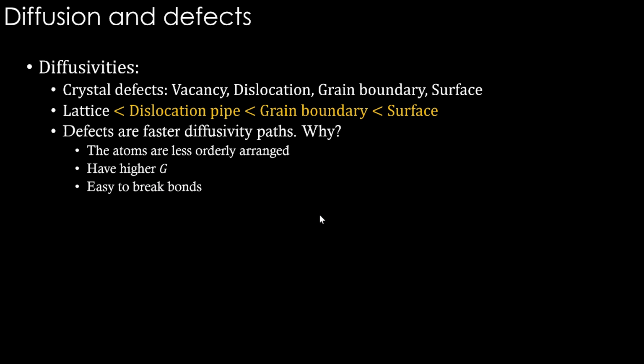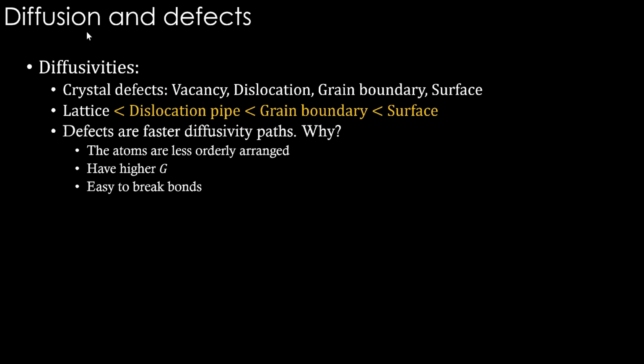So apart from all these, some more aspects of diffusion itself. We have been dealing with diffusion as if diffusion has only one diffusivity value for an element in an environment, but it need not be. The environment that we are talking about need not be a perfect lattice. If the lattice has defects, then diffusion through those defects will be different. So in that way, all these crystal defects, vacancy, dislocation, grain boundary, surface, we have to consider all of them.